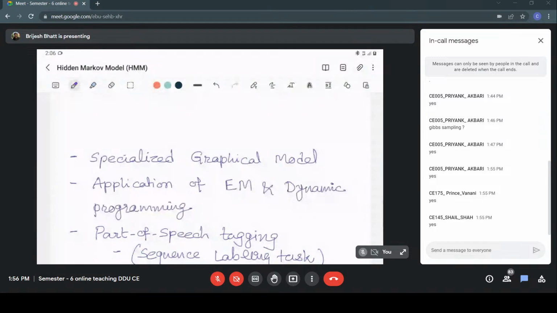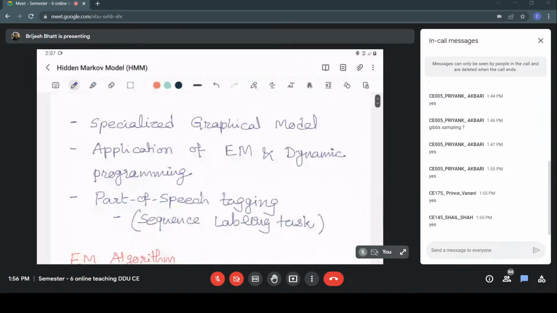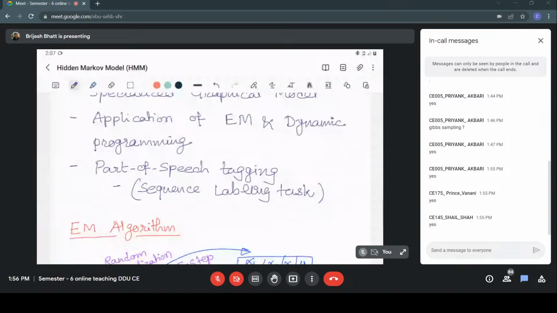It is a specialized graphical model, and it is an application of expectation maximization and dynamic programming. That is also why I want you to learn this model, because dynamic programming and expectation maximization both are very interesting algorithms, so it is good to see them working in one application. And the application that we are going to talk about is called part of speech tagging or sequence labeling.